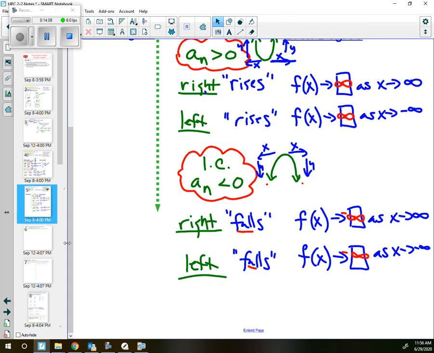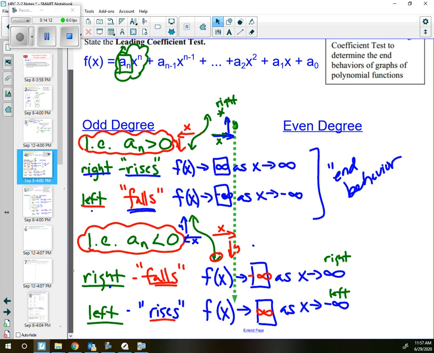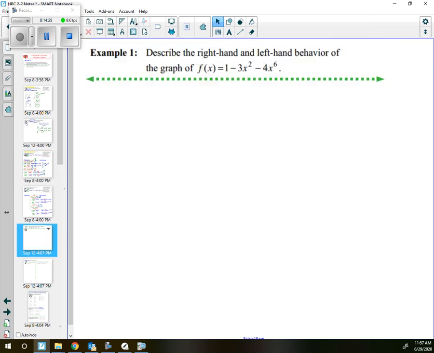So for the even powers, the ends do the same thing. For the odd powers, they go in the opposite direction. So looking at that leading coefficient and the power, those two things together tell you everything that you need to know. So the a_n is going to tell you if it's opening up or down, what's happening there. The degree is going to tell you if the ends are doing the same thing or if they're doing different things. So let's see if we can analyze a couple here and see if this makes sense.